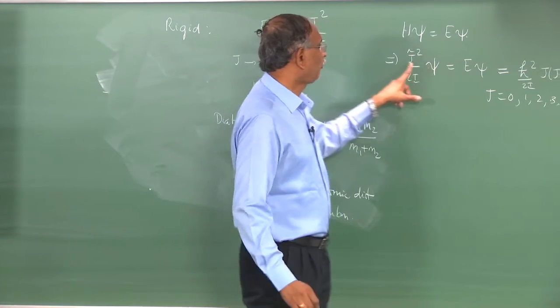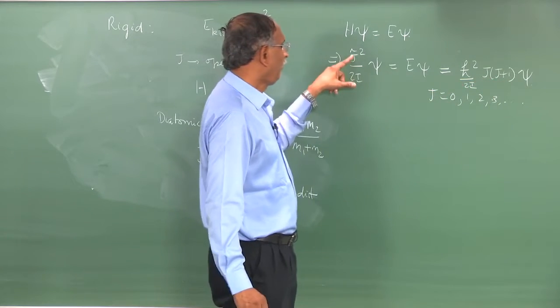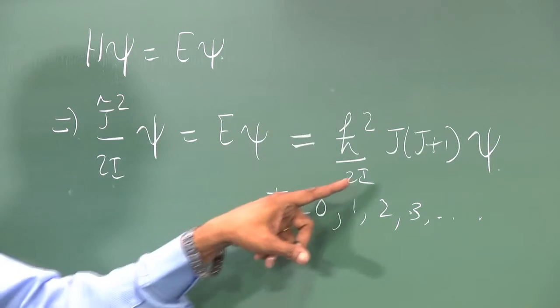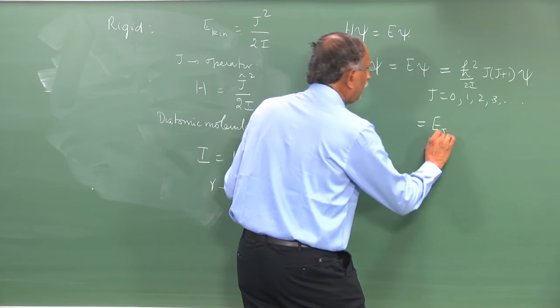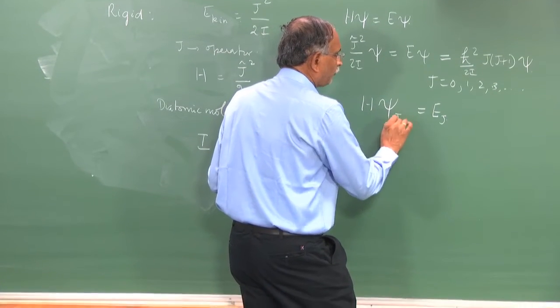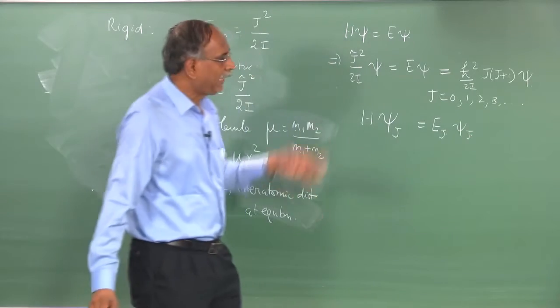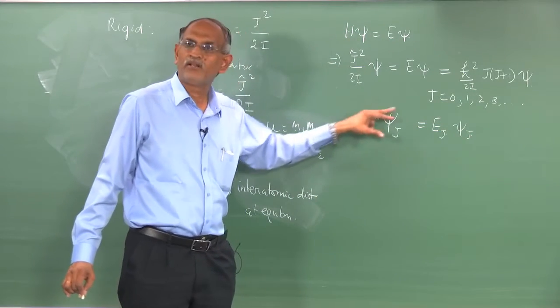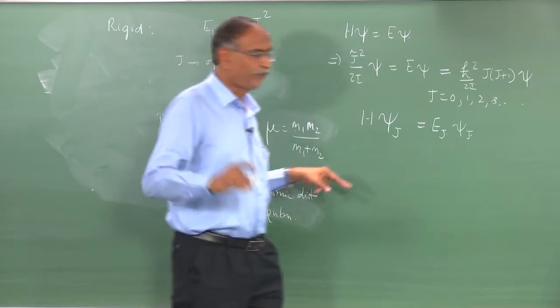So, the solution is J square acting on psi gives you H bar square J into J plus 1. Therefore, this divided by 2I gives you that. This was called the energy Ej, and the wave function corresponding to that was called psi j. Later we would find out that the psi j itself is 2j plus 1 fold degenerate, but I will get to that in a few minutes.